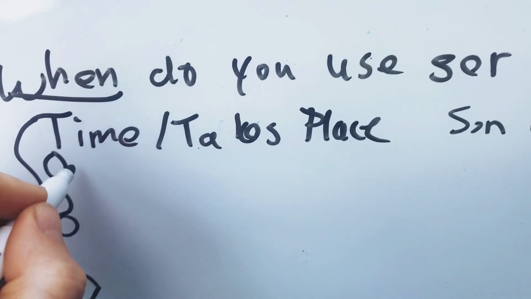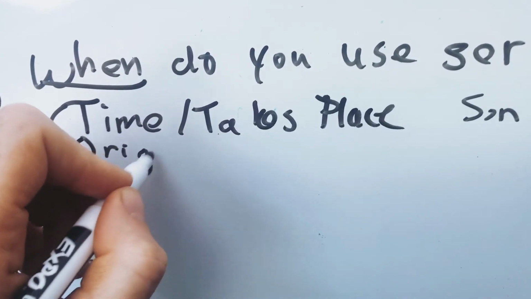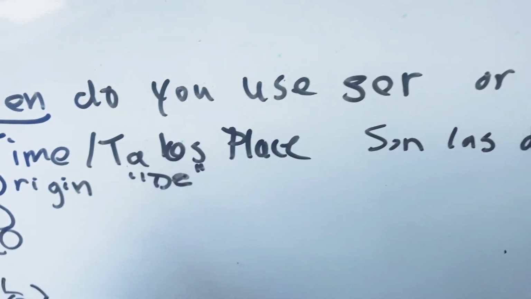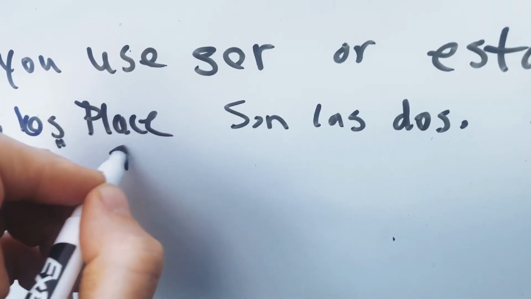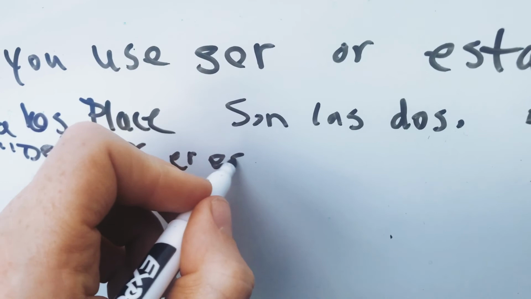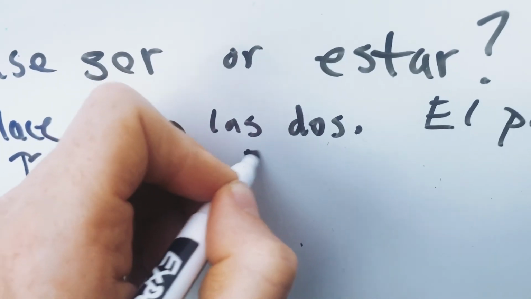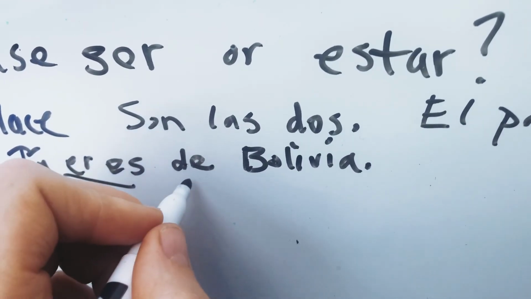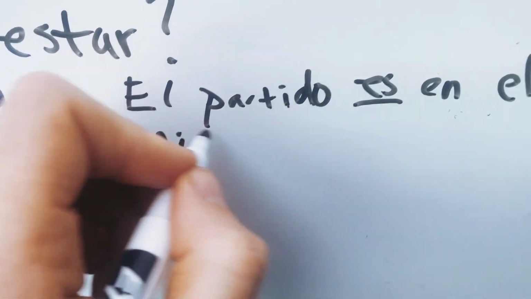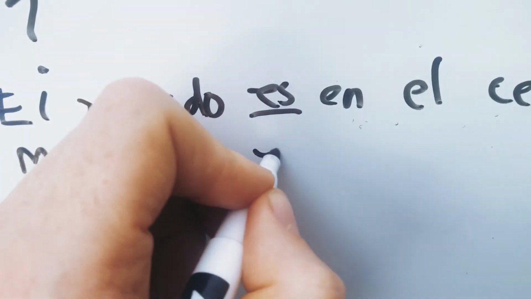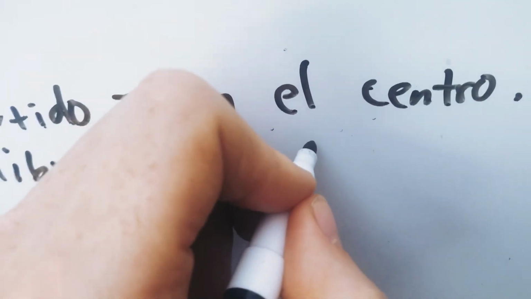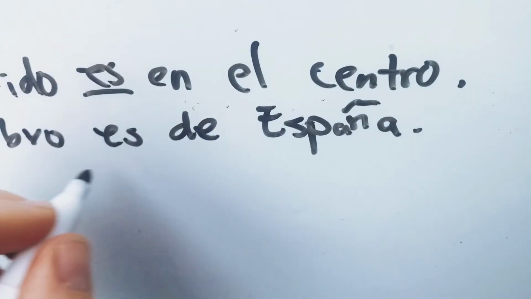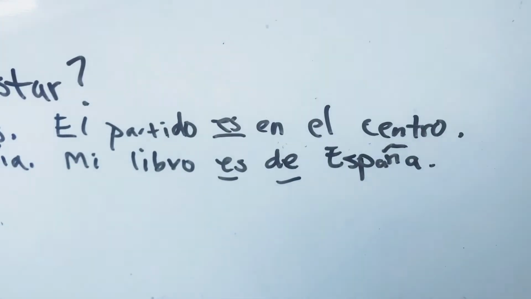O. What's one of the O's? Origin. Remembering the keyword de, of. For a person, tú eres de Bolivia. You are from Bolivia. Eres, a form of ser, keyword de. Mi libro es de España. My book is from Spain. Good.